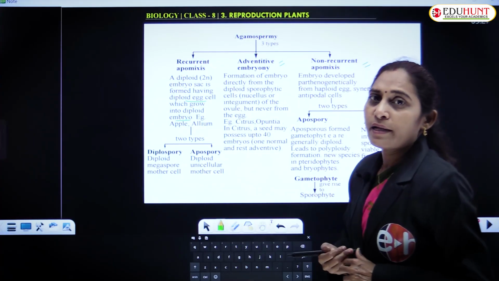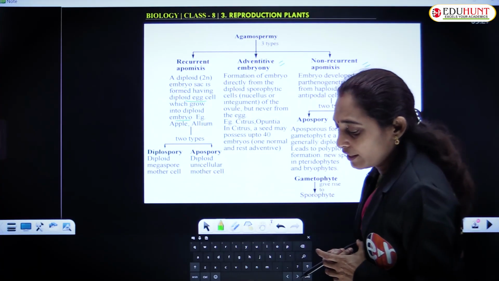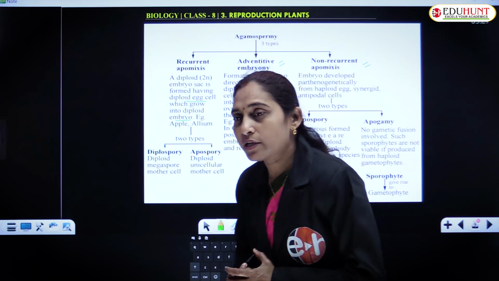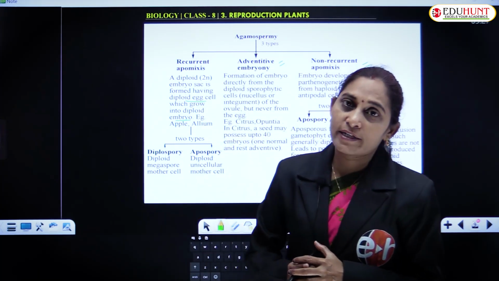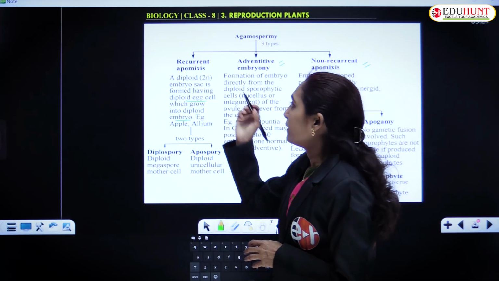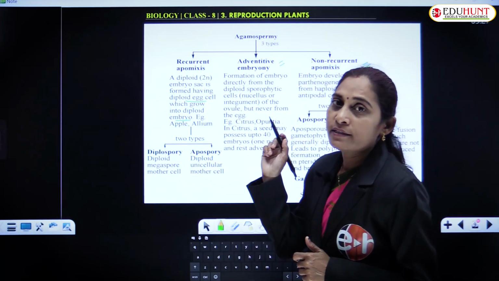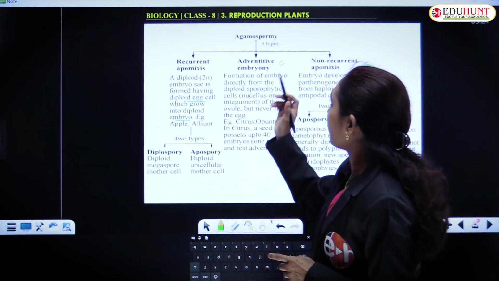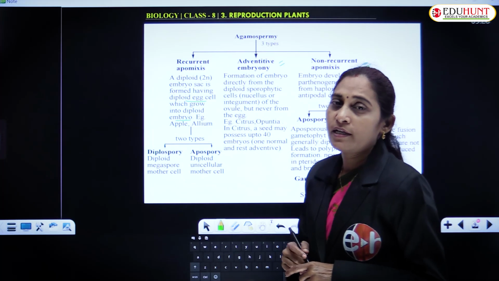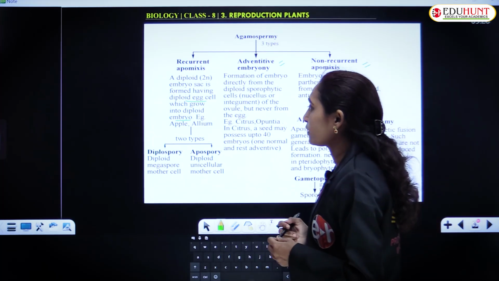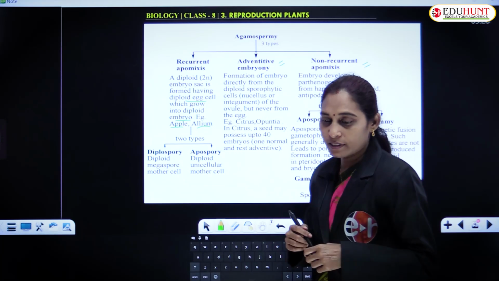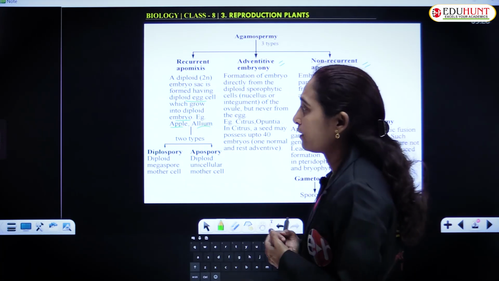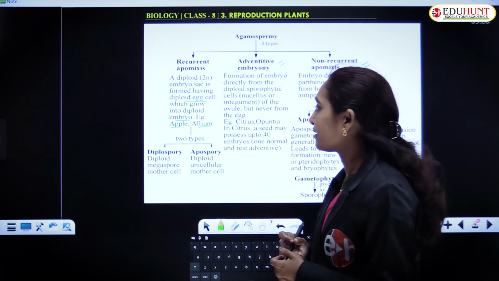Okay, that embryo sac, if it is produced in sexual reproduction, is haploid in nature, but in apomixis, in agamospermy, it is a diploid structure. Example in apple and allium. Allium cepa is onion, allium sativum is garlic.